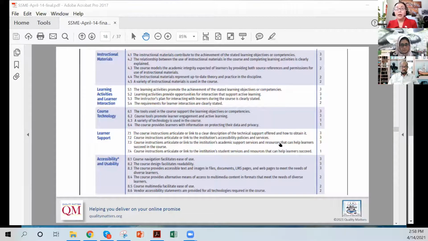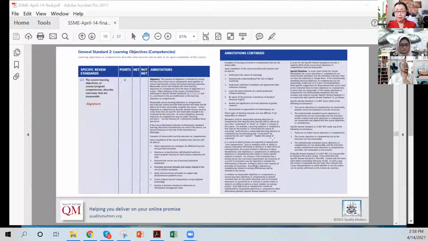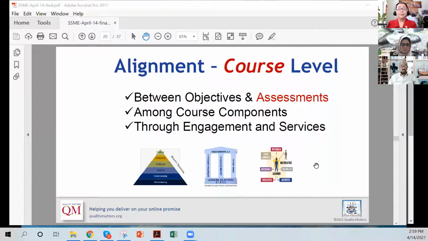Okay, so I will not read everything. You can look at it yourself, but I do want to share one of the pages, not from the standards, but from the annotation. For example, standard 2.1 says the course level outcomes or learning objectives need to be measurable. So what does that mean? And how do you make learning objectives measurable? And when you do a course review or self-review, how are you going to judge that these learning outcomes are measurable? So we will go into that in just a second.